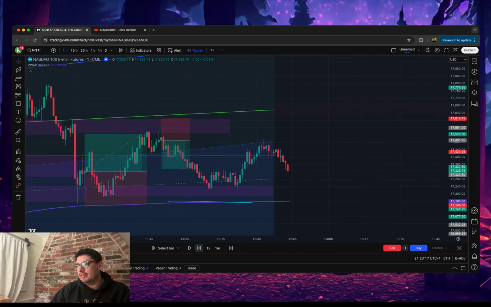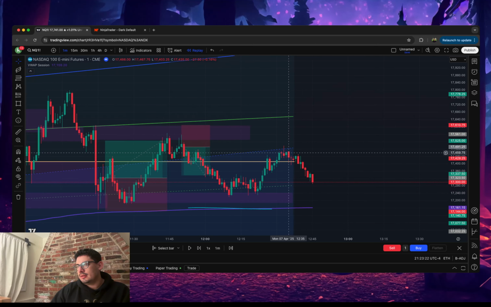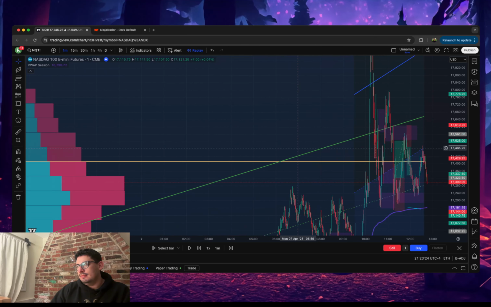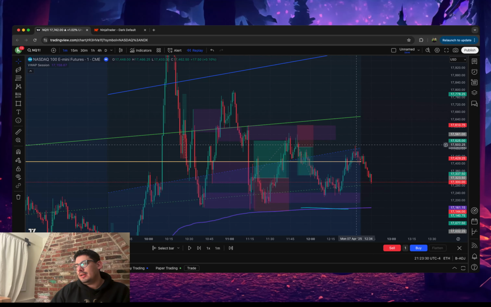But I still have some hope for this short here. You see that bounce right there? Off the midline, kind of like breaking back above value area high. We put in a new low above value area high, breaking back into value area, much lower than this low.